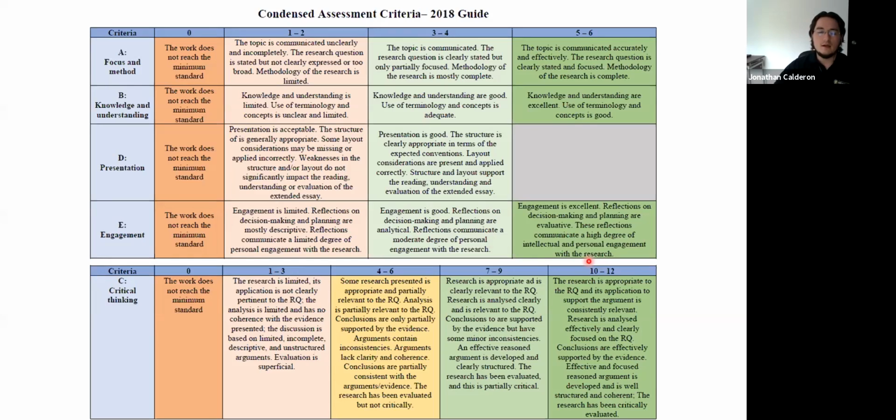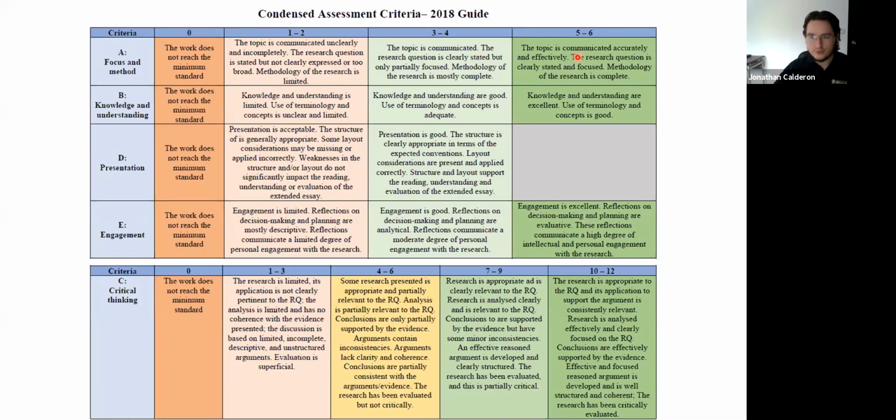Now, the biggest question that I always get is, what is the difference between a 5 and a 6? Why are they in the same category? Or between a 3 and a 4, a 1 and a 2, what is that about? And even bigger, between a 10 and a 12. So what is an 11, okay? This is something that I always get questioned about. And my experience is the following. If the student did an amazing job, okay, let's say in focus and method.